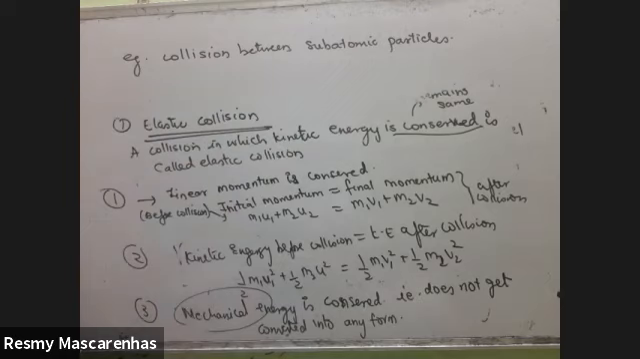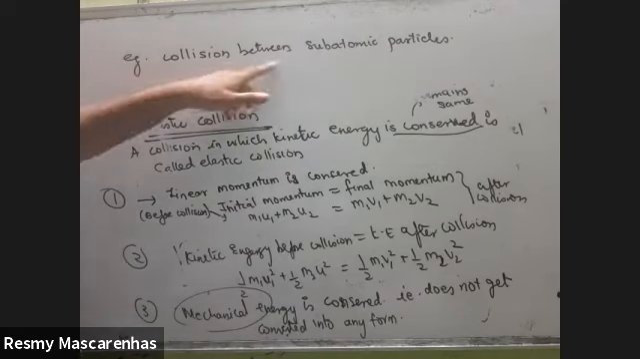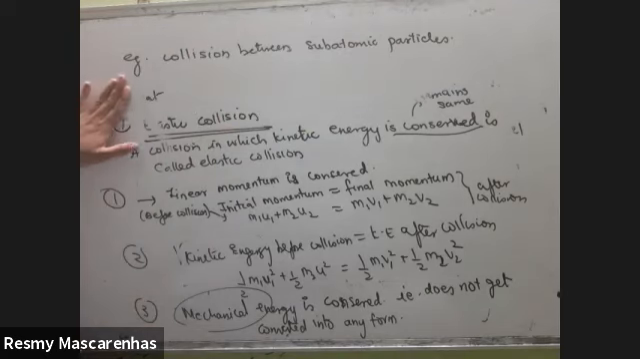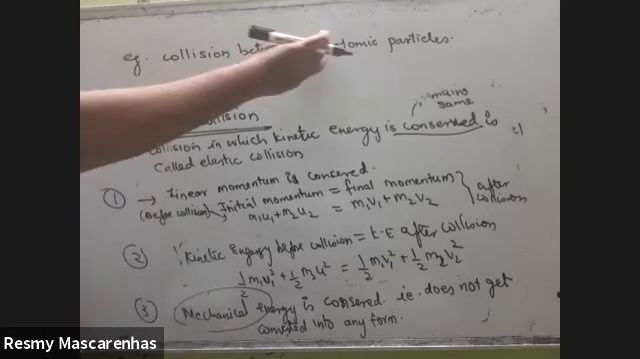Sometimes there could be energy in the form of heat, light, heat. The vehicle might become heated up after the collision. So it can be lost in that form also. But in the subatomic case, there is no energy loss. So this is one example of elastic collision, at a microscopic level.